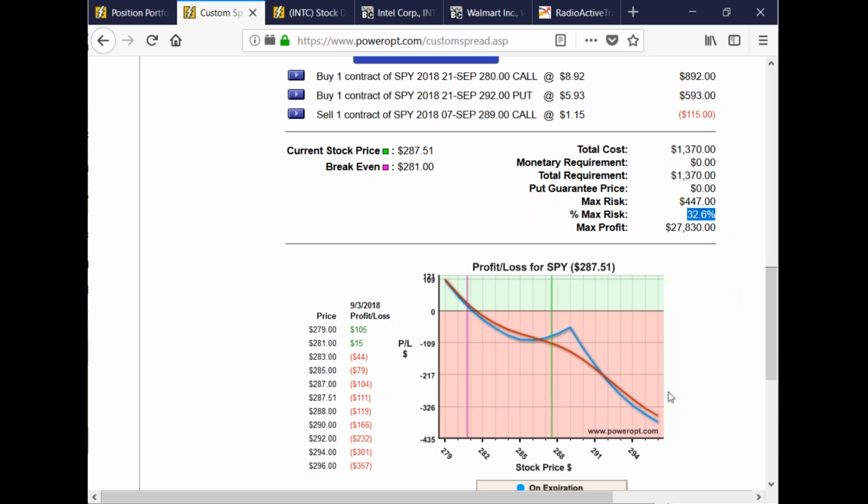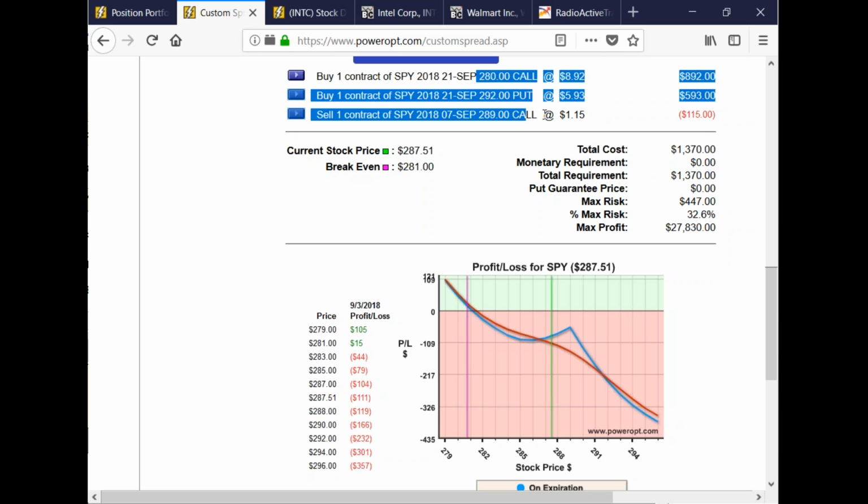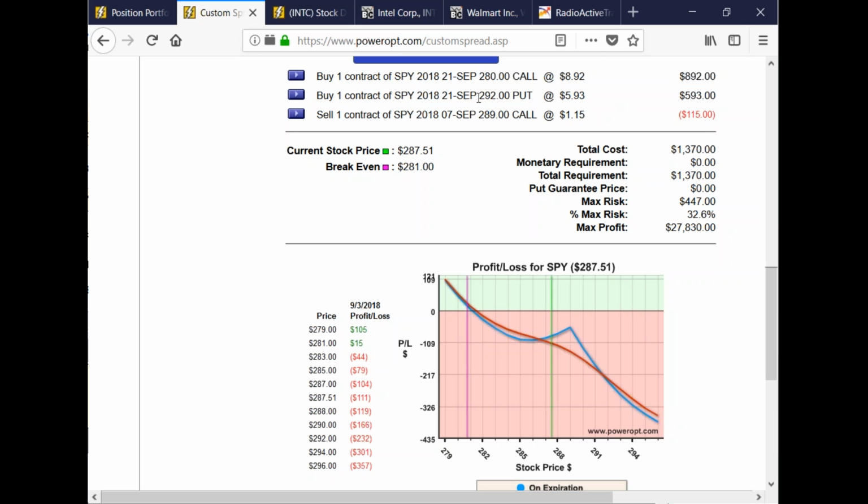How did that increase? Well, it increased to the upside. Because if it continues to go up to 300 or 310, we should all be so lucky, I guess, you get this sort of intrinsic difference of 9 points on the position, but your put goes to 0. So you're still down that $470, $450 here, or 32.6% of the cost invested.